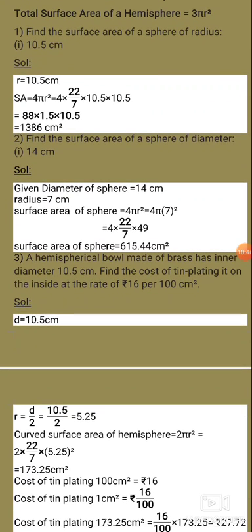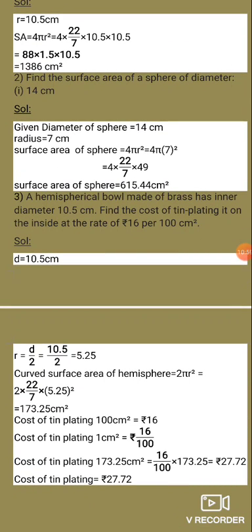Now the last question. A hemispherical bowl made of brass has inner diameter 10.5 centimeter. Find the cost of tin plating it on the inside at the rate of rupees 16 per 100 centimeter square. Now the radius is equal to what? D by 2, that is 10.5 by 2, which is equal to 5.25.